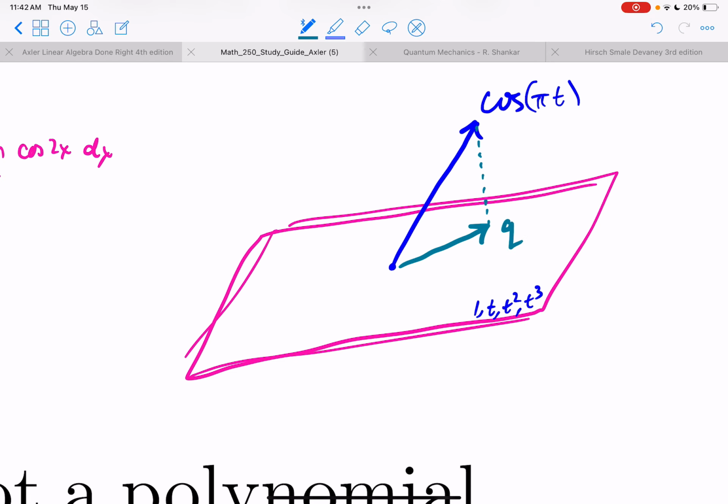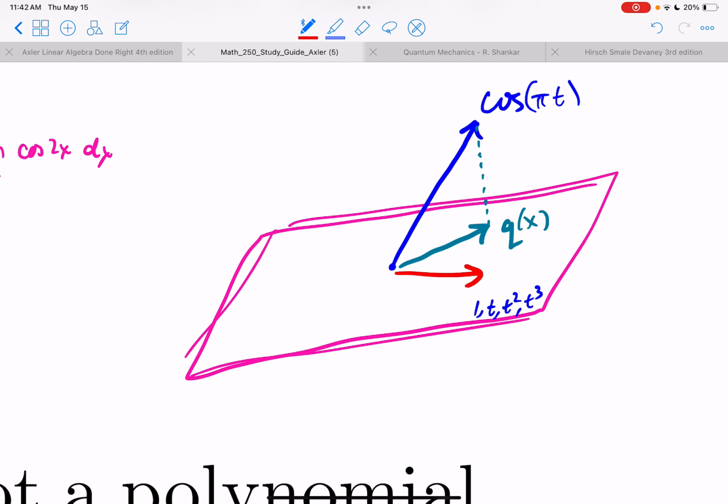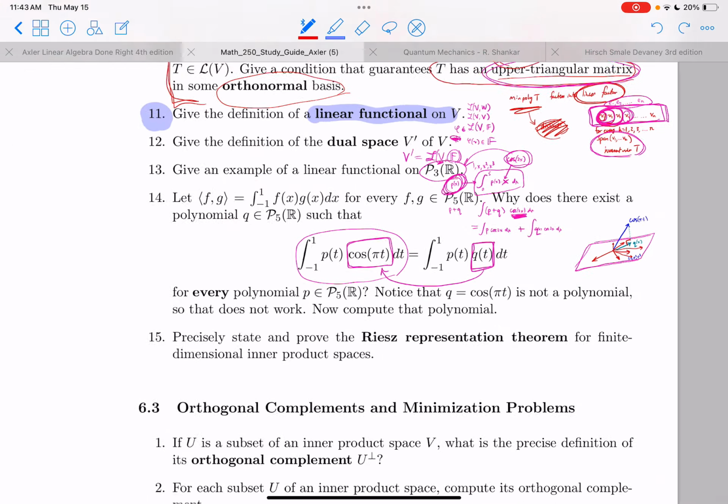And so this is the q of x that exists. If you take any other vector, this vector, or that vector, and integrate it against cos, you're just going to get the result of integrating it against q, because the integral just cares about what's happening inside here, and this 90-degree part won't matter. Okay, that's the picture I like to think.